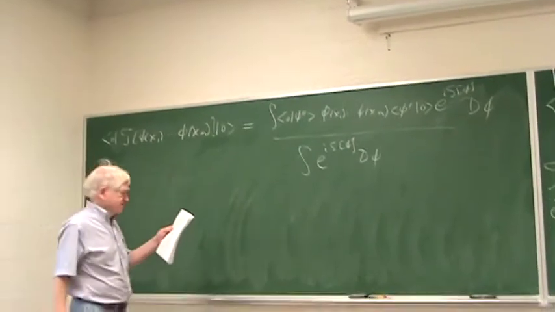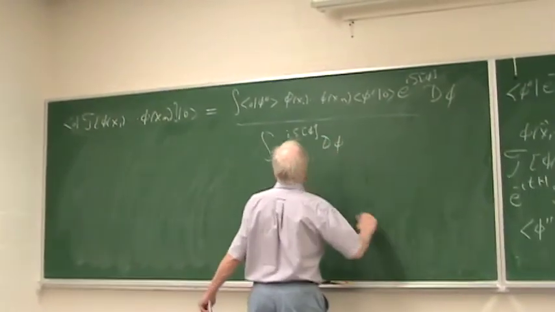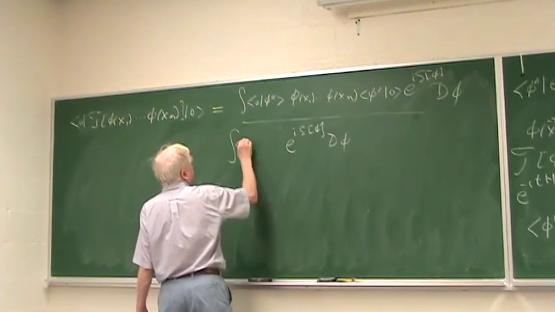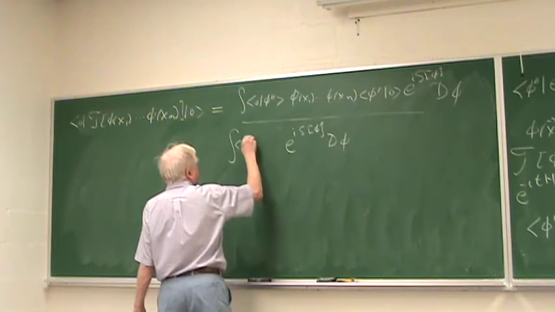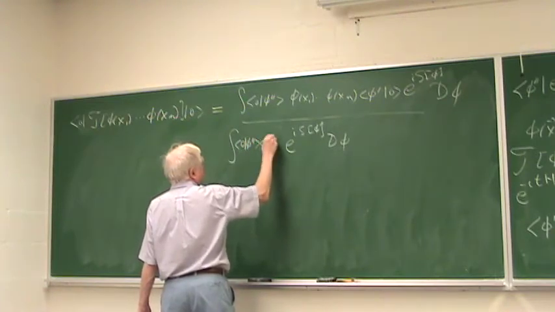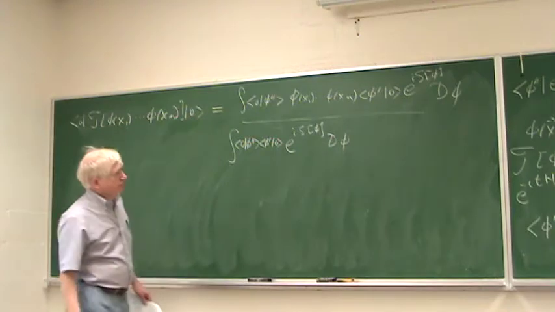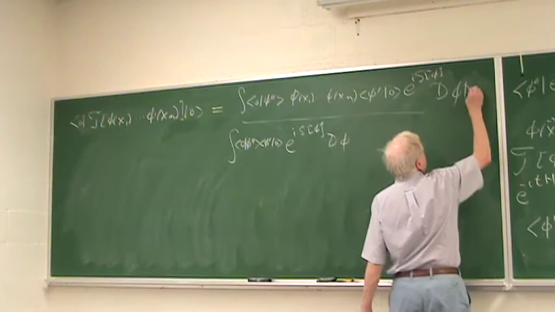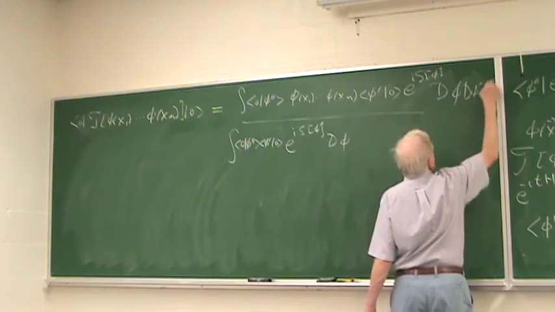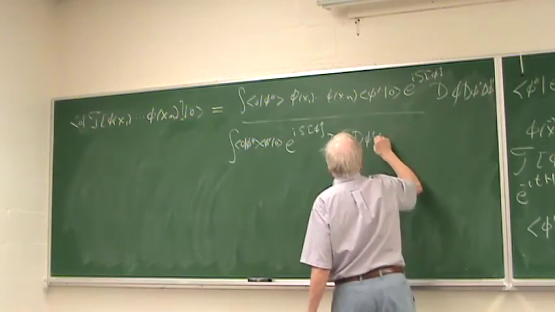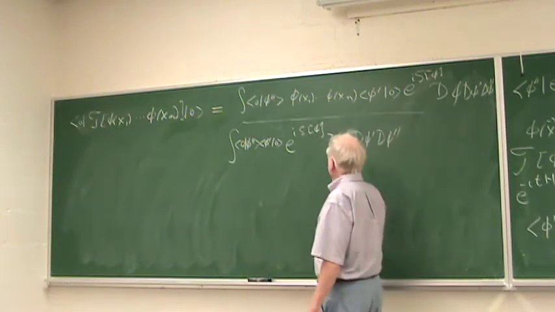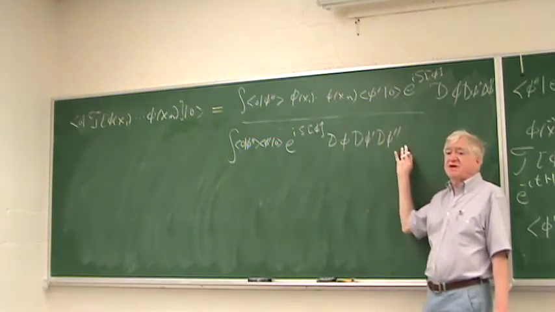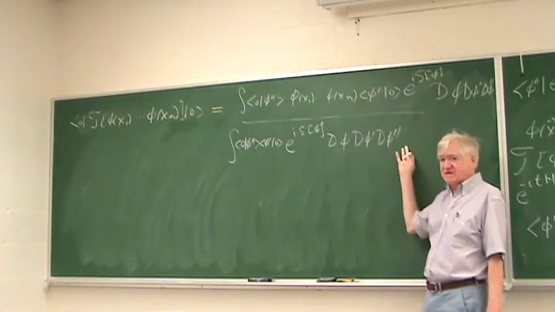Oh, whoops, I left out something. And if you want, for completeness, d phi prime, d phi double prime. But this is an integral over functions of space-time. The d phi prime and the d phi double prime are integrals over functions of space.